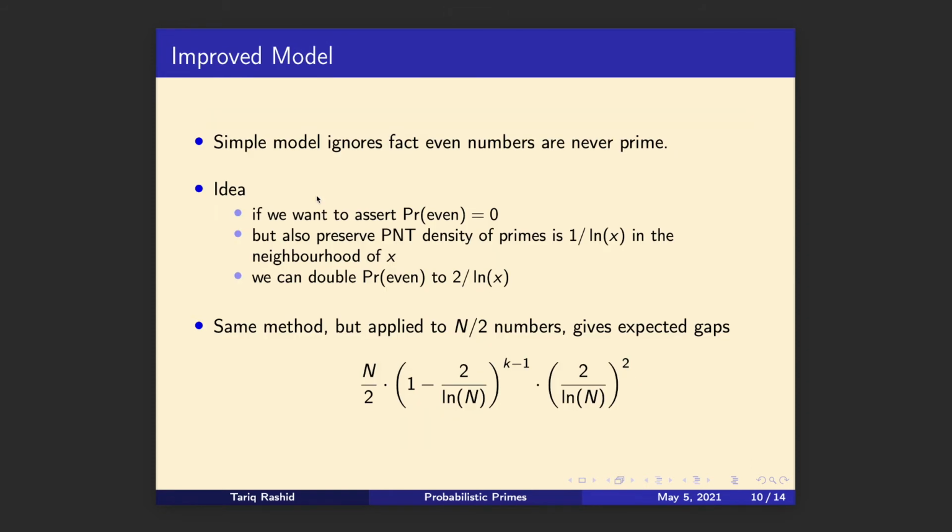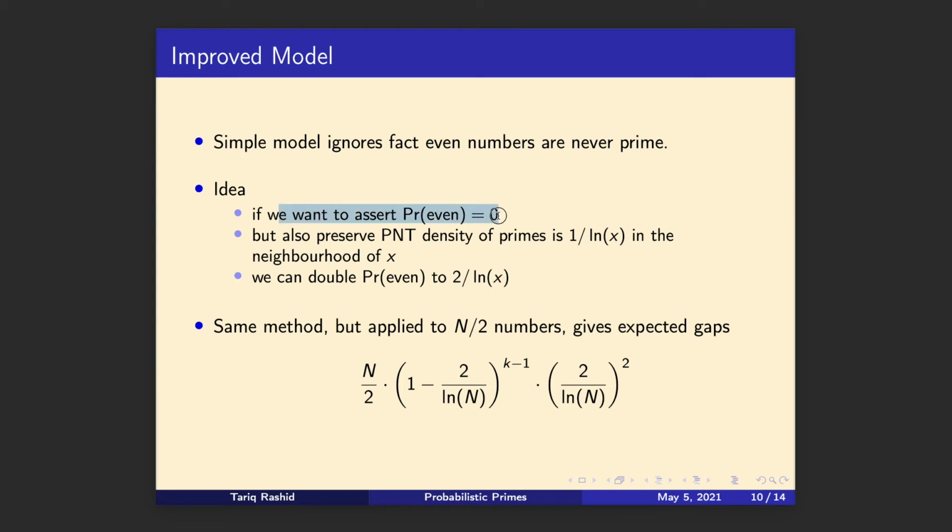And the small improvement is going to address the fact that our ultra simple model ignored the fact that even numbers are never prime. That's quite a thing to ignore, isn't it? Because every other number is even. So what can we do? How can we improve our model? Let's go through the thinking steps.